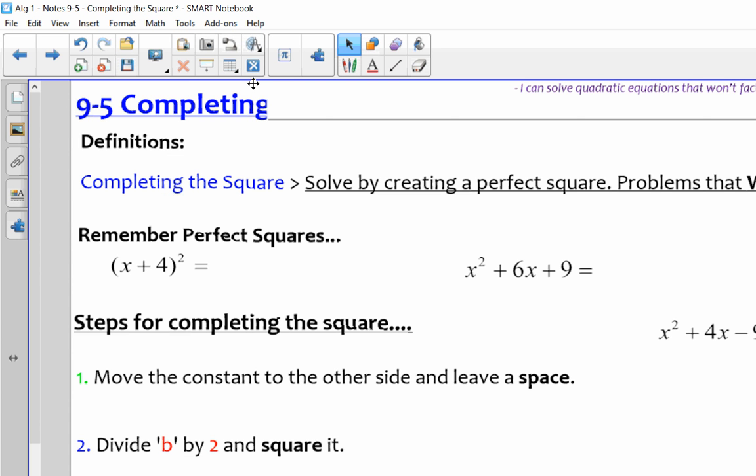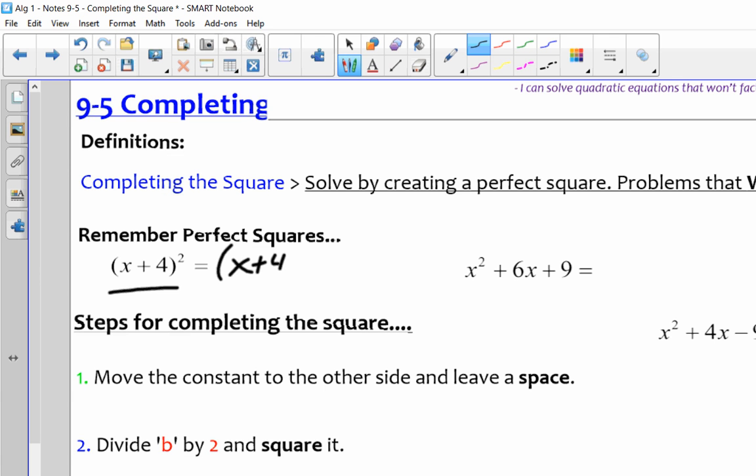Okay. Just a really quick side note here. (x + 4)^2 really means I can rewrite it as (x + 4)(x + 4). I could FOIL that out. I should get x^2 + 4x + 4x + 16, which is x^2 + 8x + 16.